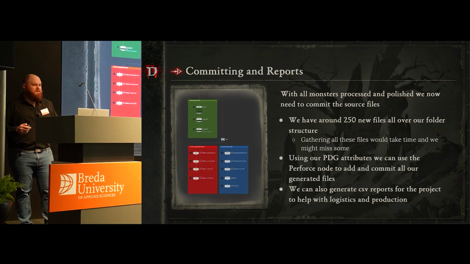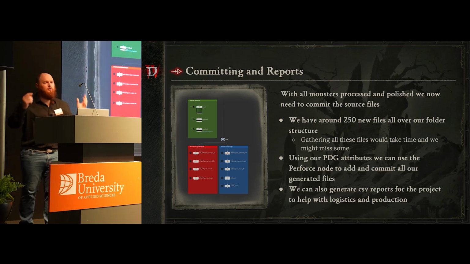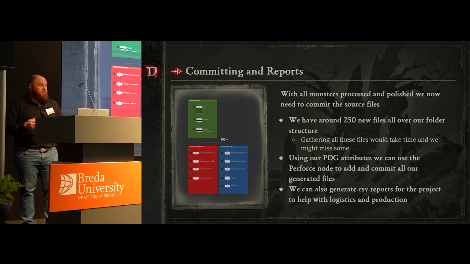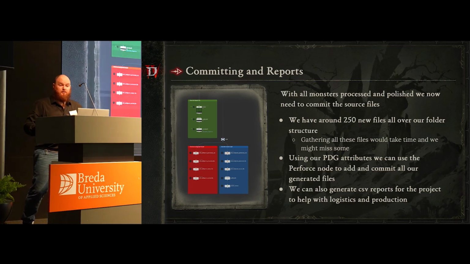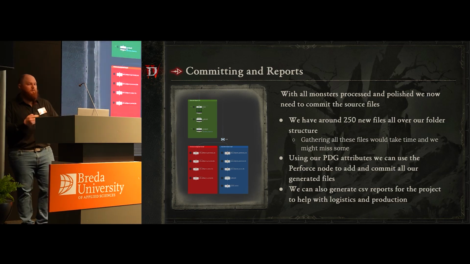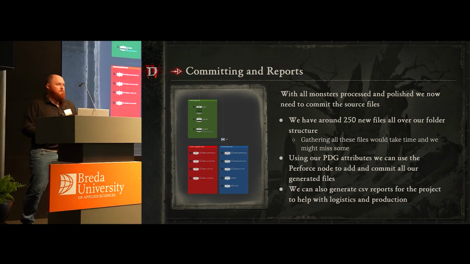With all monsters processed and polished, we now need to commit our source files. We have around 250 new files all over our folder structure, and gathering all these files would take time and we might miss some. Luckily, with our PDG attributes and a Perforce node, we can commit all of our generated files procedurally. We can also generate CSV reports for helping with the production and logistics. Producers love that, just so you know.